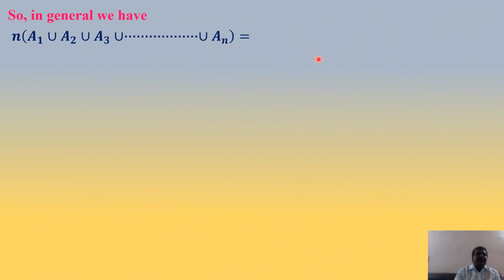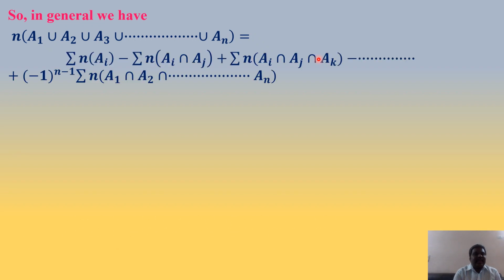N of A1 union A2 union A3 union and so on up to An is what? This is the extension of the inclusion and exclusion concept. So I am writing in this manner sigma n of Ai minus sigma n of Ai intersection Aj, so i and j lie between 1 to n. So first I am taking the individual sets, then taking 2 sets, next 3 sets and so on up to taking all the sets.